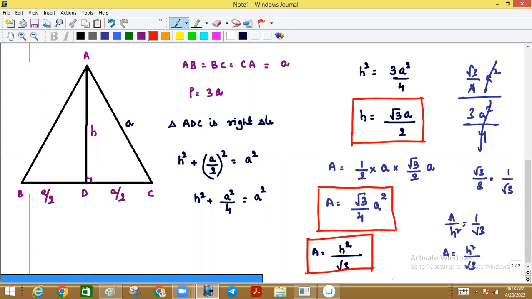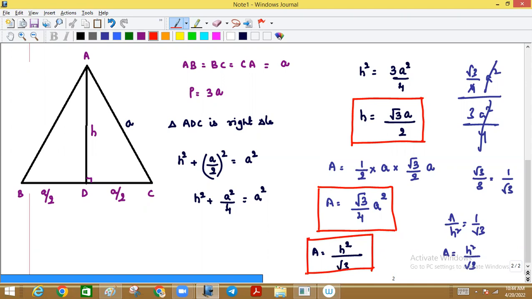Perimeter, anyway, is 3 times the side. Height of an equilateral triangle is very, very important. What is the height of an equilateral triangle? Root 3 by 2 times a. Area of an equilateral triangle is root 3 by 4 a square. And if height is given, how do I find the area? When height is given, the area is equal to h square by root 3.